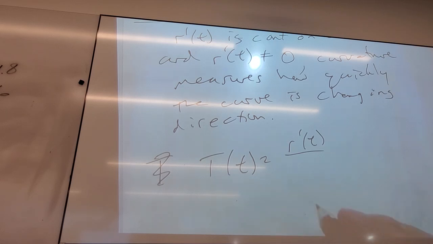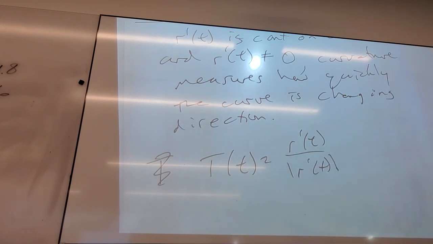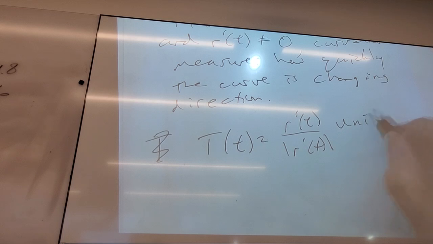Okay. If I divide, obviously, by its length, I get a unit vector in that direction. So that's what we call the unit tangent vector.